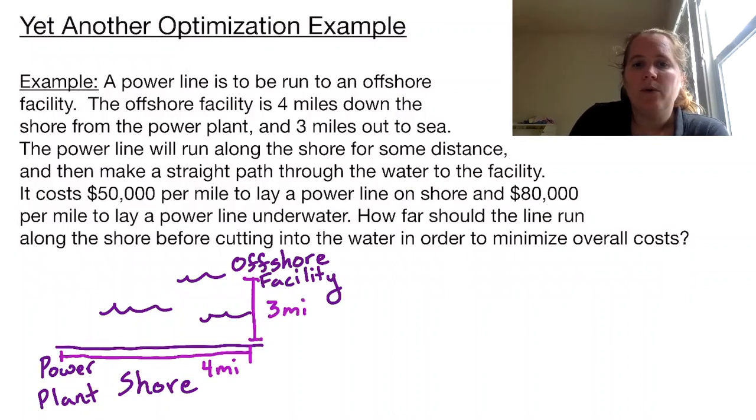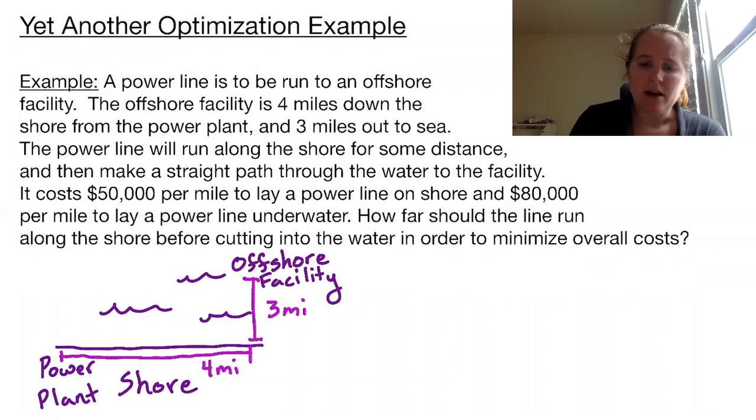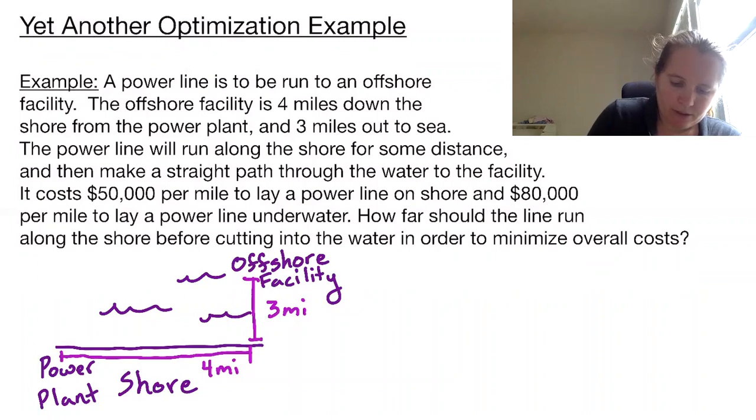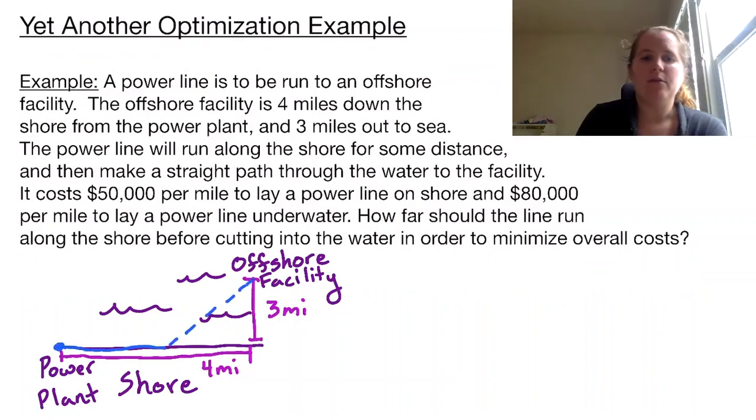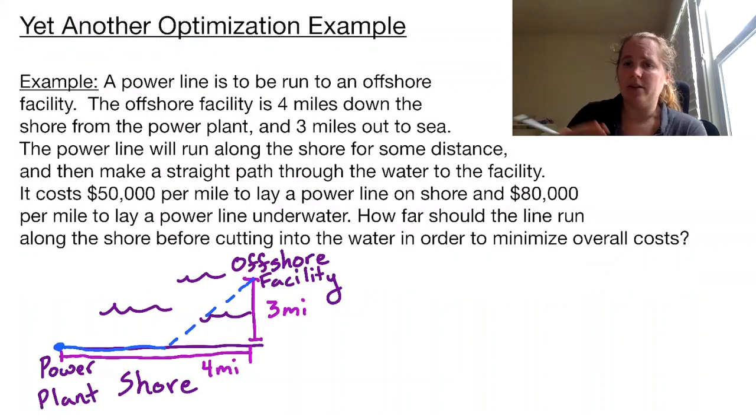And so what we want to do is run a power line, or the company wants to run a power line, which will run partway along the shore from the power plant and then a straight path through the water at an angle. So our power line is going to run along the shore and then cut out through the ocean on a straight path. And then we're told that it costs $50,000 per mile to lay a power line along the shore, and $80,000 per mile to lay a power line underwater.